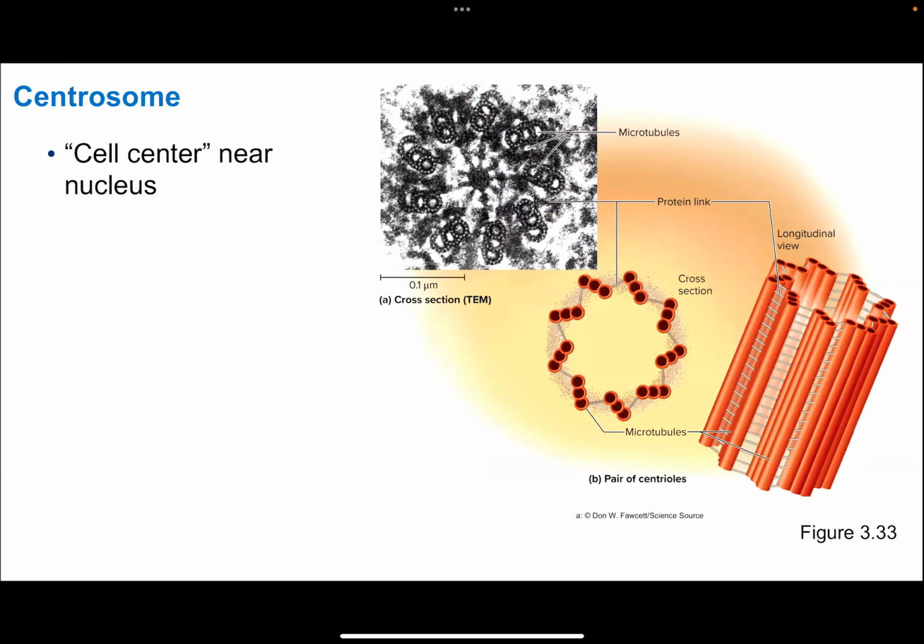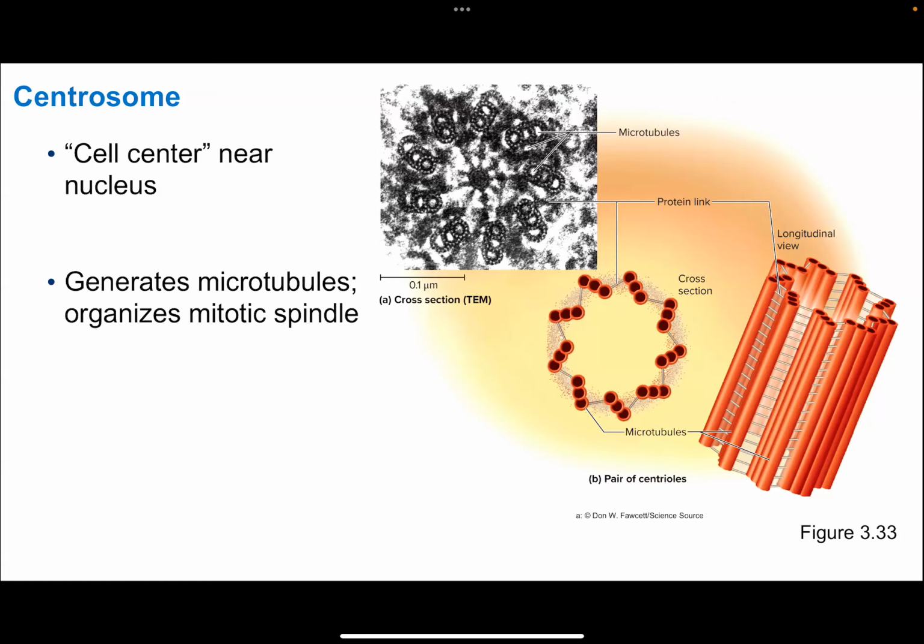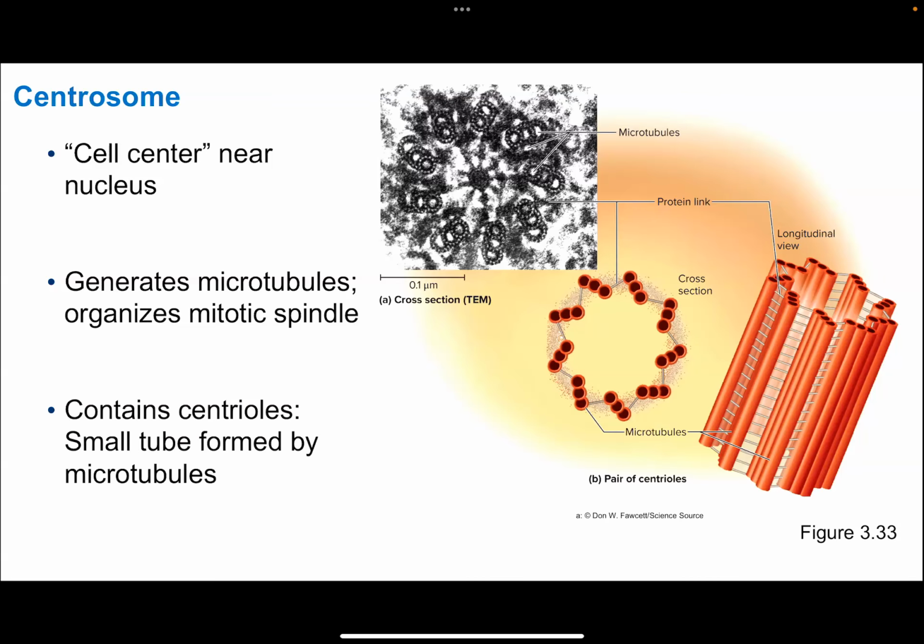Centrosome is a bunch of the microtubules that are formed almost in a circle, and they're called the cell center near the nucleus. They generate microtubules, and as I said before, they're involved a lot in mitosis, which is cell division, so they help organize that mitotic spindle. They contain centrioles, which are going to be microtubules that, again, form this ring and make a small tube.